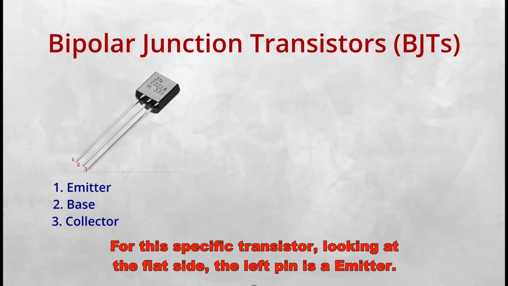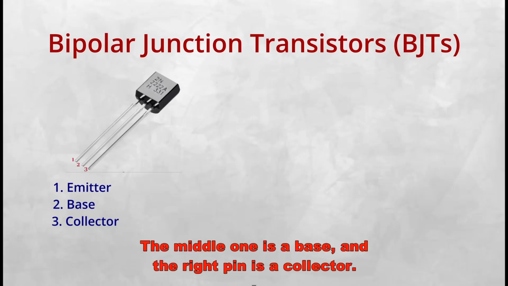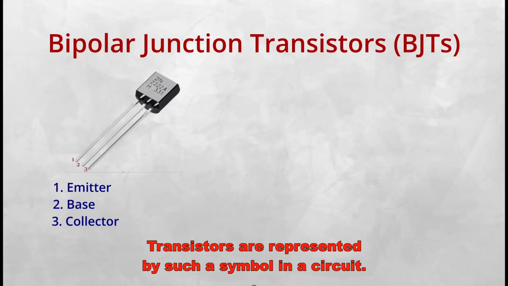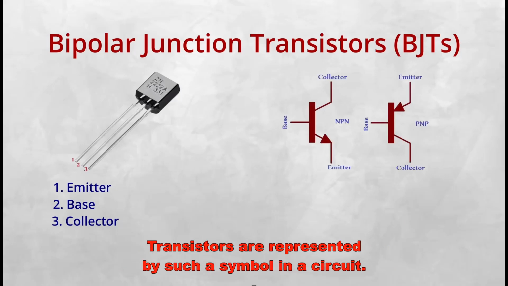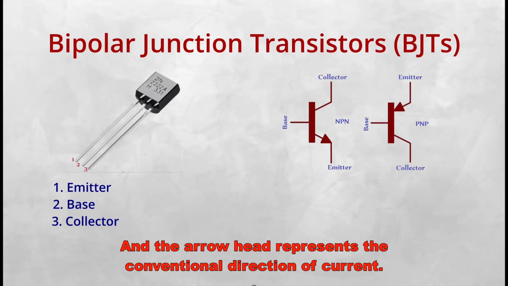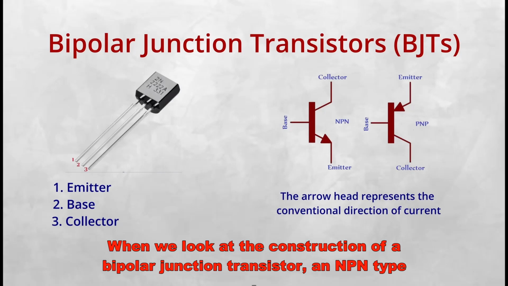For this specific transistor, looking at the flat side, the left pin is the emitter, the middle one is the base, and the right pin is the collector. Transistors are represented by such a symbol in a circuit, and the arrowhead represents the conventional direction of current.